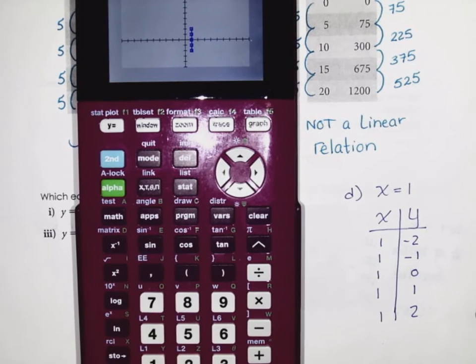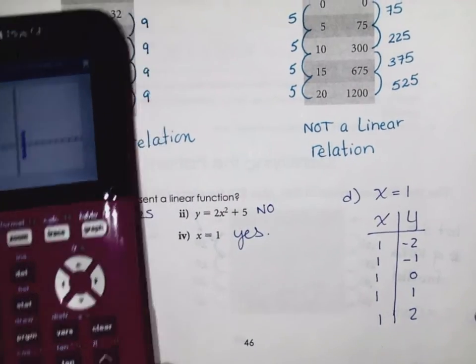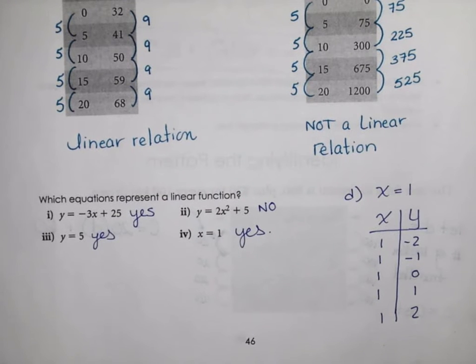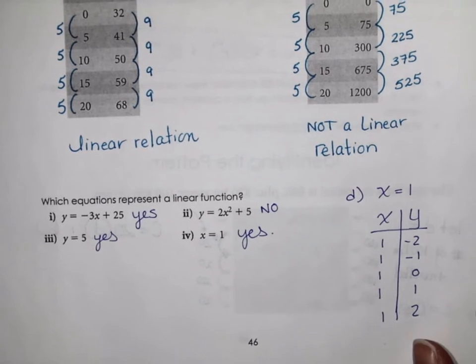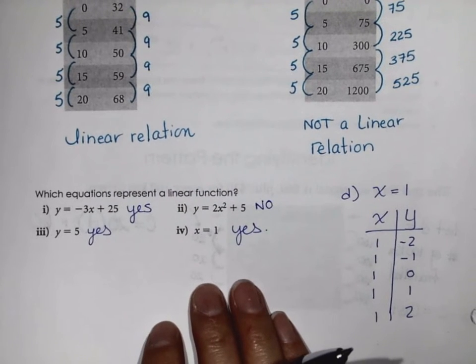All right. Is this a linear graph? Is this a linear relation? Yes, it is. All right. Graphing calculators, magical. Once you get the hang of it, it's not bad, but it does take some getting used to. Okay, are we good to flip the page? Yeah? All right.